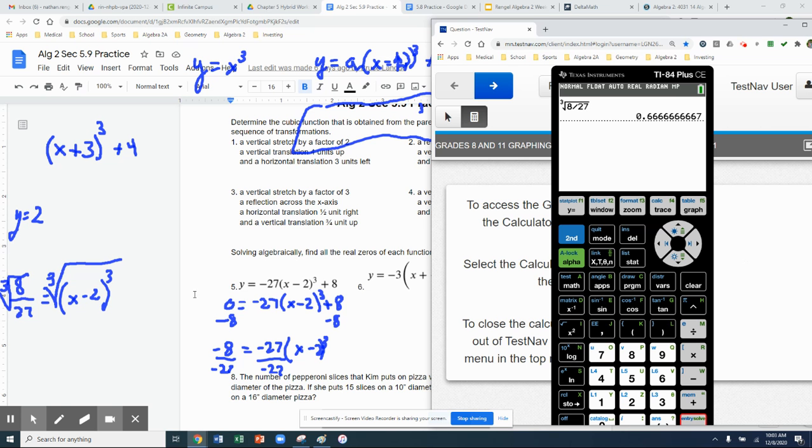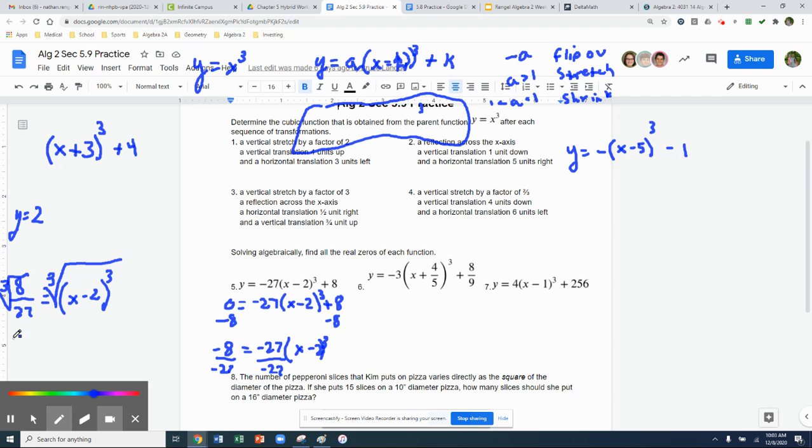So 0.66 repeating, that's going to be 2/3. So we're going to get 2/3 equals x minus 2. And then lastly, we'll add 2 over, so we're going to get 2 and 2/3 is equal to x. So we are just going to use our algebra skills, and once we get to that point where we have to undo that cube, we can cube root. And like I said, I'll have this video posted, so if you forget where that is, you can scroll through, find to see that key sequence again on my calculator.